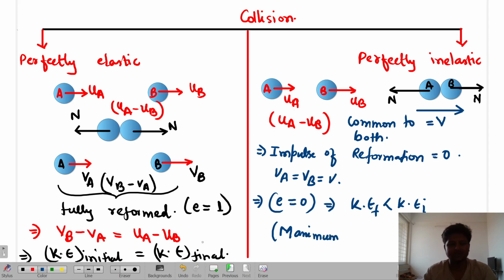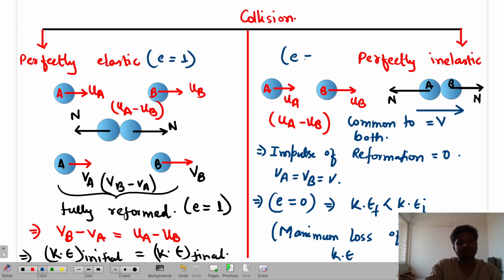In the first case, there is no loss of kinetic energy. But in this case, where e is equal to 0, the maximum loss of kinetic energy actually happened. Are you able to get me or not? So this is the biggest difference between e is equal to 1 and e is equal to 0. Are you able to get me?